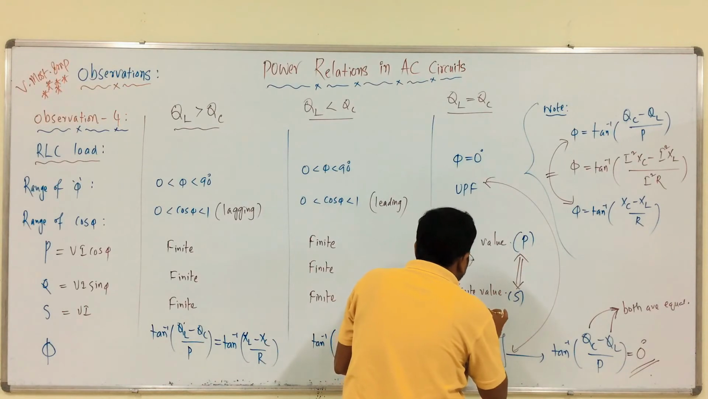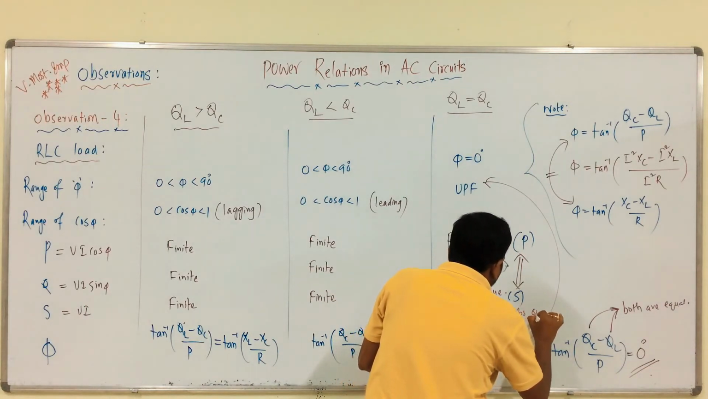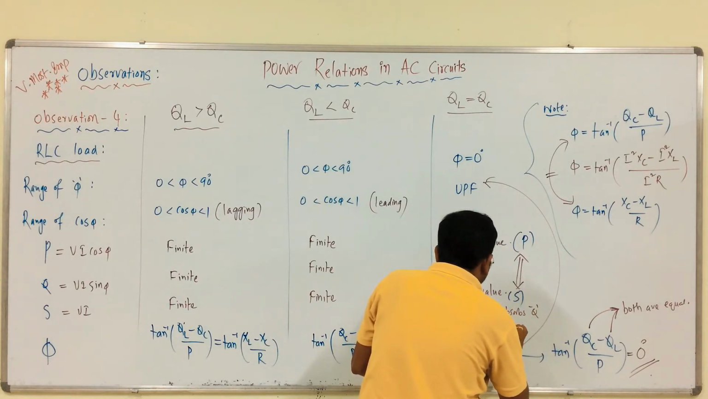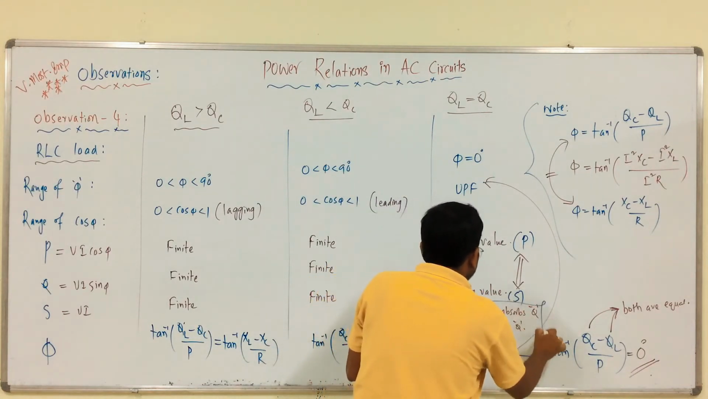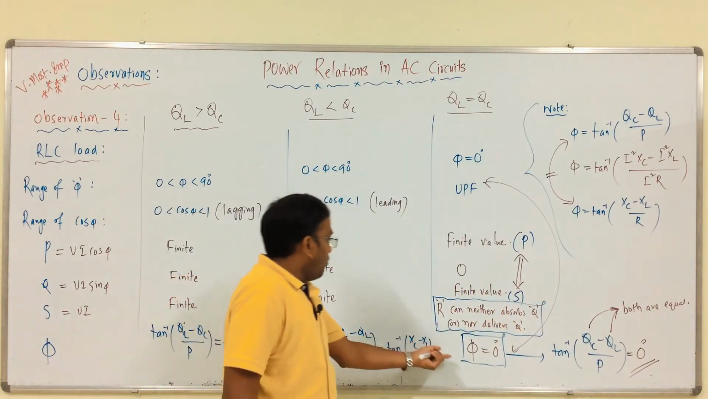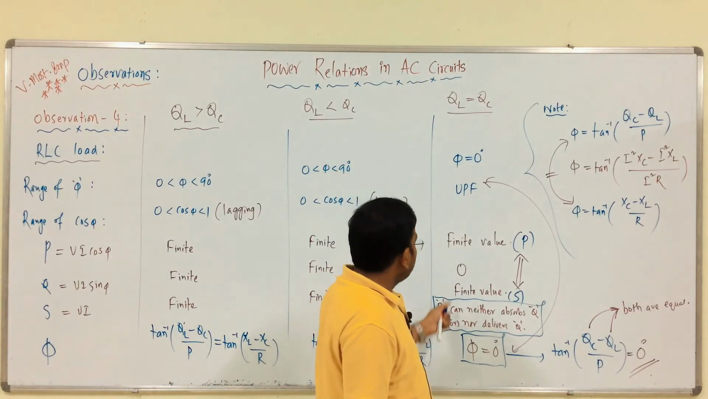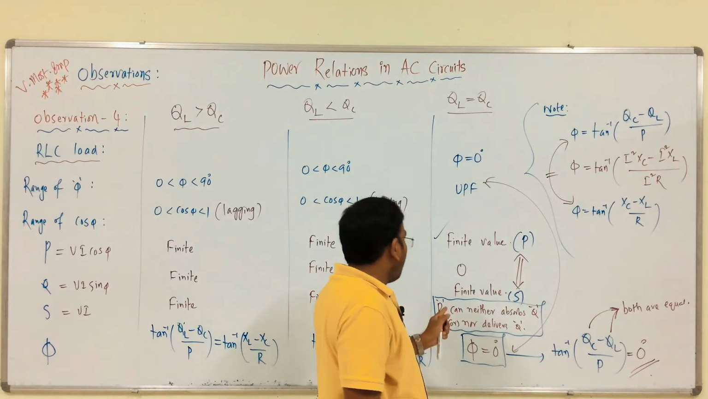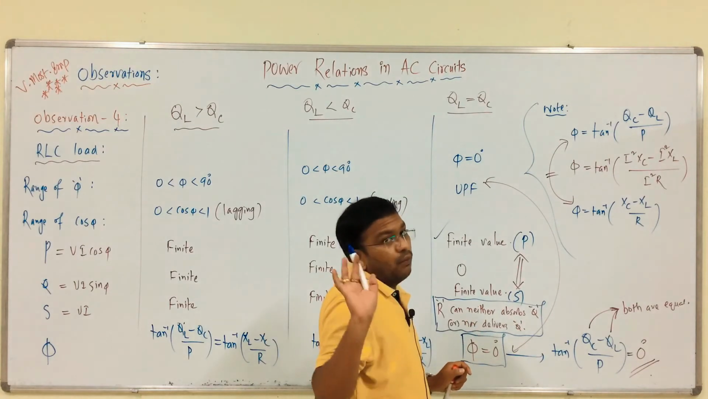Can neither absorbs Q nor delivers Q. This is the most important observation from this case. So, here power factor is what? Unity. Therefore, we do not have any reactive component, only we have a finite value of active power, which should be equal to apparent power. Therefore, the resistive component can neither absorb Q nor deliver Q.